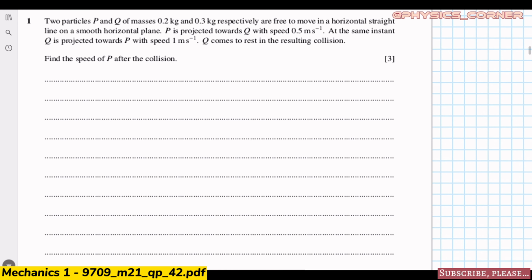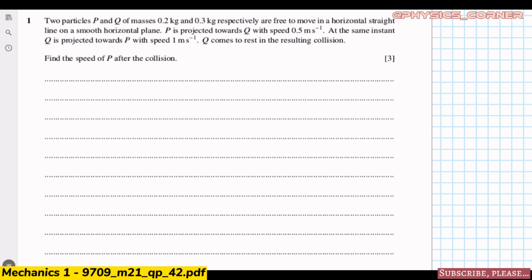Okay, question one. Two particles P and Q, of masses 0.2 kilogram and 0.3 kilogram respectively, are free to move in a horizontal straight line on a smooth horizontal plane. P is projected toward Q with speed 0.5 m/s. At the same instant, Q is projected toward P with speed 1 m/s. Q comes to rest in the resulting collision. Find the speed of P after collision.